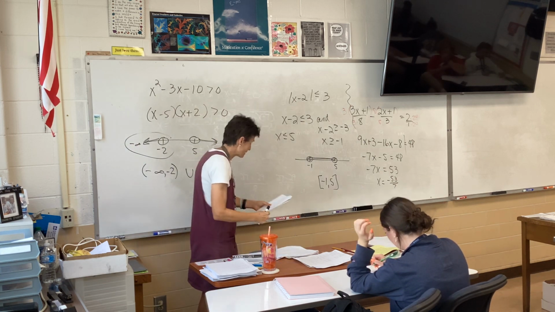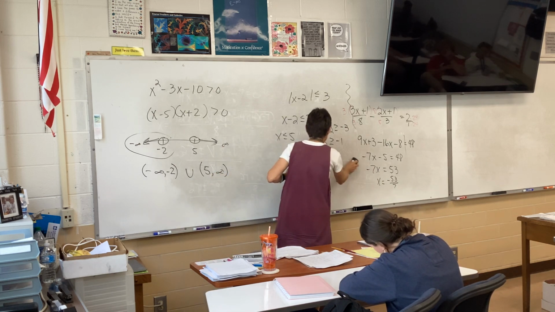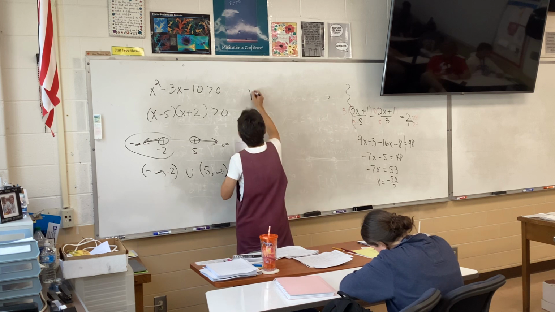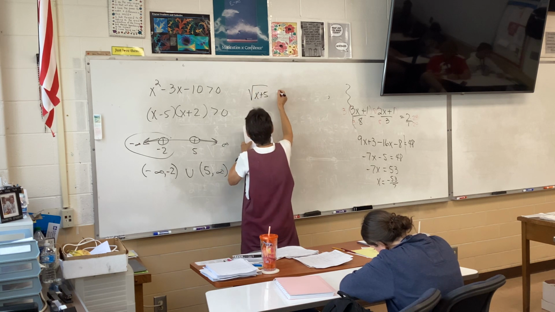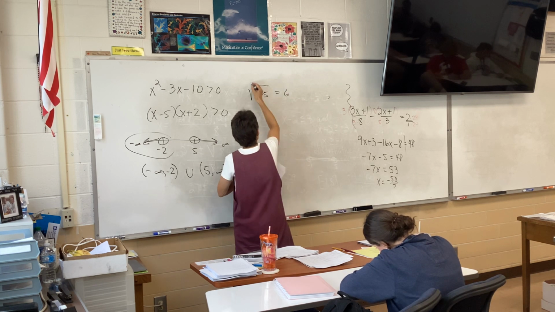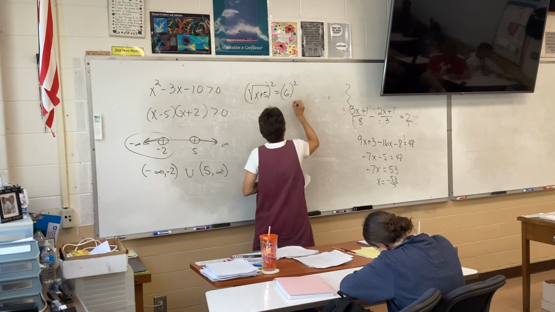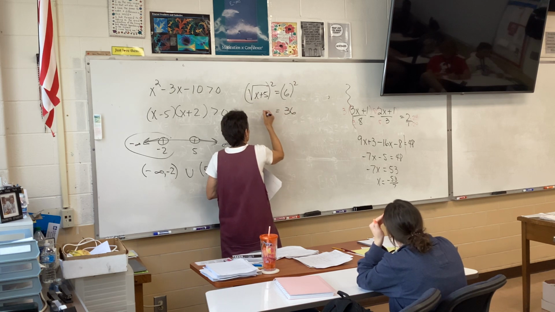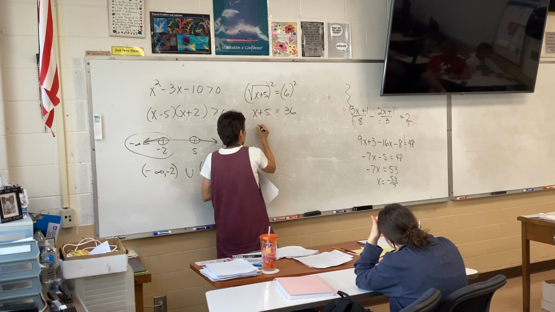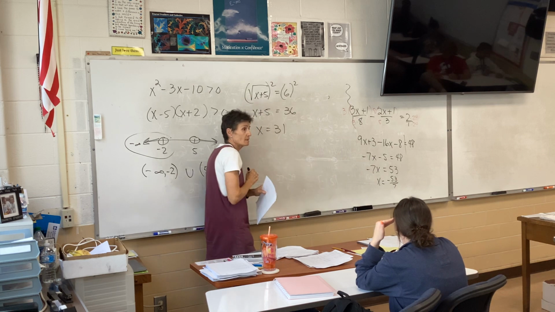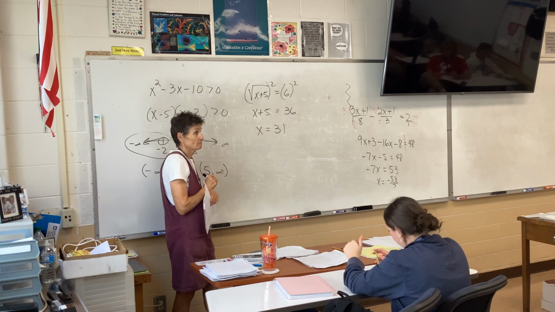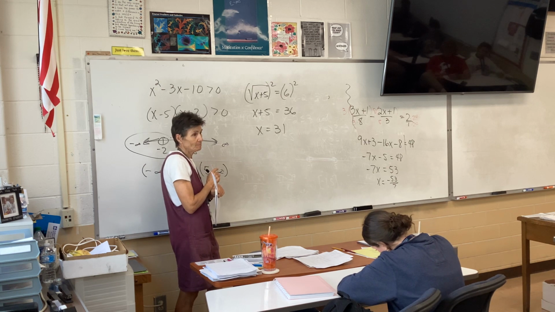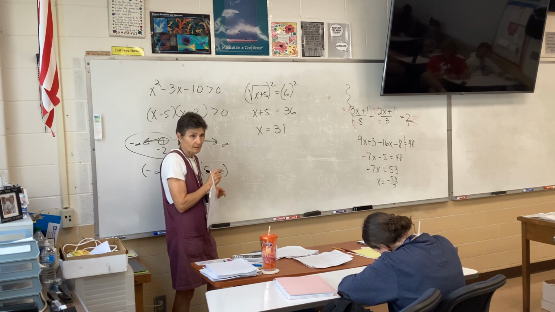All right, B. Oh, I think B is an easy one. What do you do with B? Square both sides. I do remember in previous years, kids forgetting to square back. So don't forget, that's gonna be a 36. So it looks like our answer is 31? Yep.